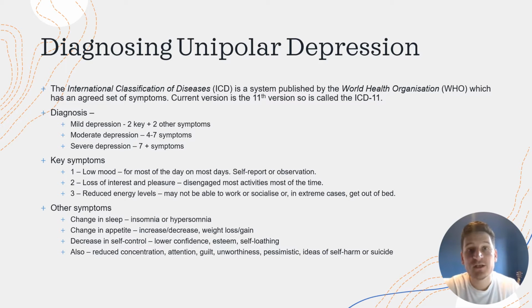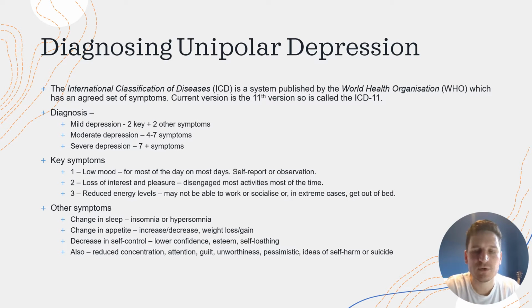Okay, how would we diagnose depression then? So we have manuals. You have the Diagnostic and Statistical Manual, the DSM, which comes from the American Psychiatric Association. But we will look at the ICD, the International Classification of Diseases. And this is another manual. This comes from the World Health Organization, and they state what characteristics they feel are necessary to diagnose someone with depression.